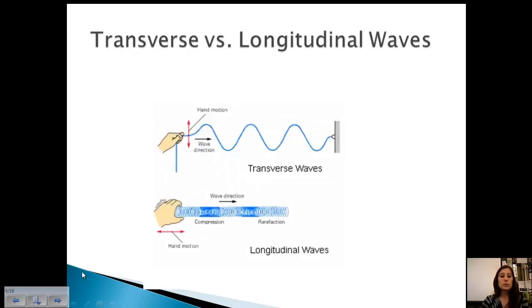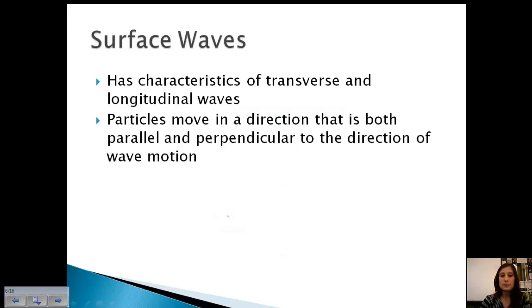So let's look at the difference between transverse and longitudinal. So transverse, your hand motion is going up and down, and here your wave direction is horizontal, and so this is where we get perpendicular. And to have a periodic wave, do you see how it's repeating over and over? This is what we would be looking at as a periodic wave. Longitudinal waves, my hand is moving left and right, and my wave direction is also left to right, and so this is where it would be parallel, me giving it a longitudinal wave.